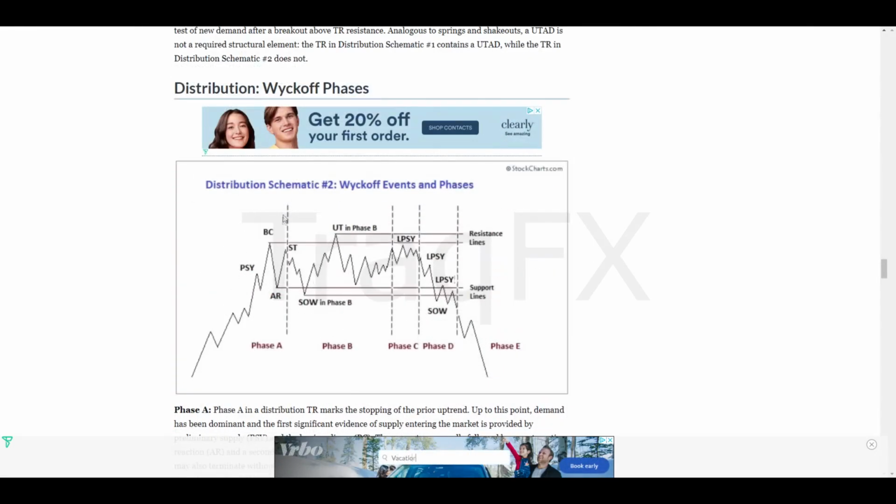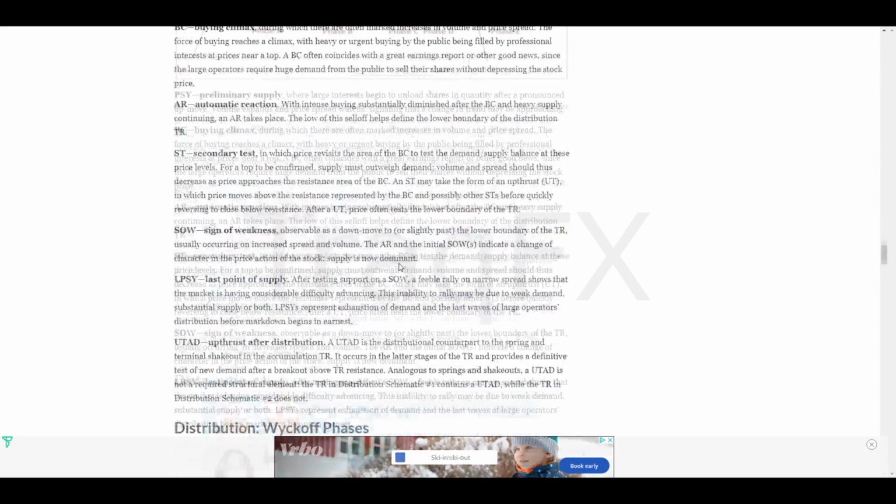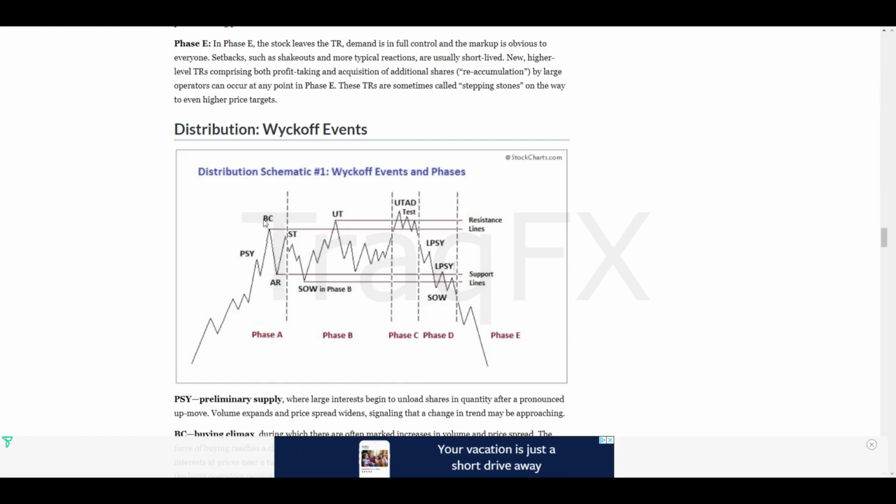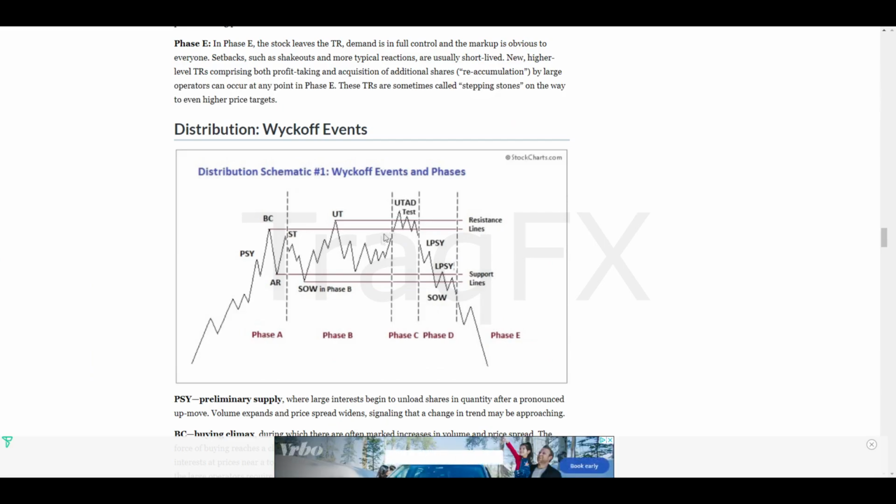So basically there are two different distribution schematics. All are the same, but one has a UTAD, one doesn't. In this case, you have the UTAD, an upper thrust after distribution, breaking above the UT, the BC, and the ST. So we have a 1, 2, 3, and then the fourth move up is that last move up. So we have 4 pushes above, 4 manipulations of the highs, and then we have that major mark down.